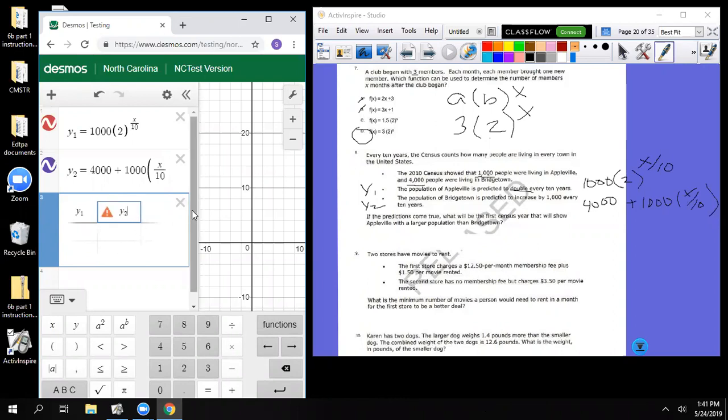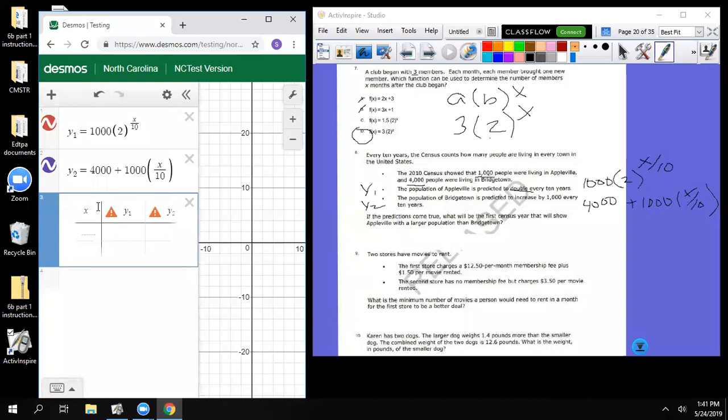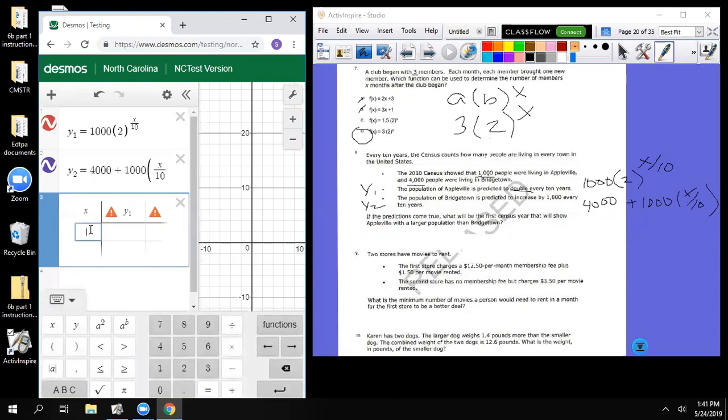And this is how. So I'm going to be comparing Y1 and Y2 to figure out when Appleville, which is our Y1, when that population will be larger than Bridgetown's. And remember, this is every 10 years, so I'm actually going to use a count of x by 10. So the original x is going to be, let's see, that's 2010, right? So 2010 is our first year, that's 0.